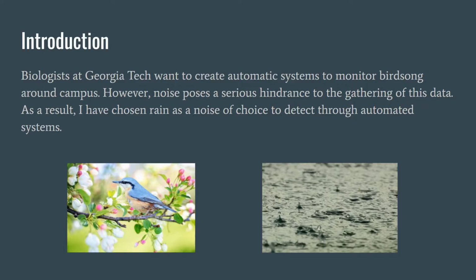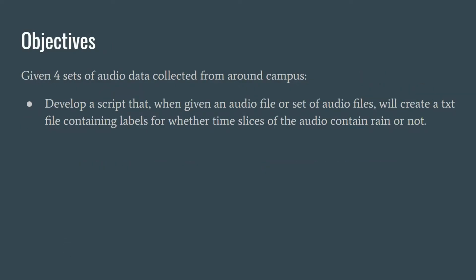The noise that I've chosen to detect is rain. The project really only has one major objective. We have to create a script that will take in an audio file or multiple audio files and produce a text file with the same name as that audio file that contains timestamps and labels that define whether rain was present in that section of audio.